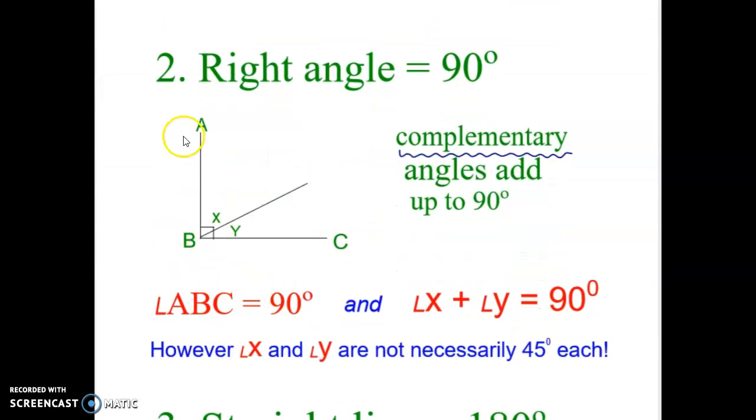Right angles. So first of all, I denote a right angle with a box there. Okay, and that tells me that my angle is 90 degrees. When I have 2 angles, you can see this right angle is split into X and Y. These 2 angles, X and Y, they will add up to 90 because angle ABC is 90 degrees. When 2 angles add up to 90 degrees, they are called complementary angles. Simply means they add up to 90. It does not mean that they are each 45 degrees. It could be, but it could also be 80 and 10, 70 and 20, etc.